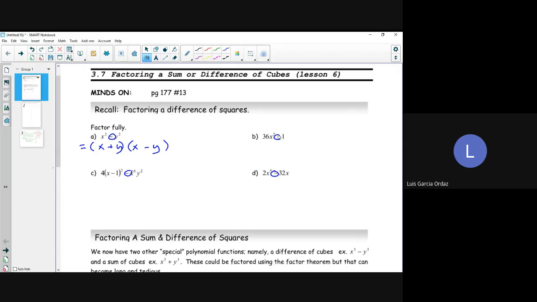So the next one we have is 36x squared minus 1. So again, we have our two brackets. We have the square root of 36x squared is just equal to 6x. And the square root of 1 is just equal to 1. Okay? So our difference of squares is just going to be 6x plus 1 and 6x minus 1.